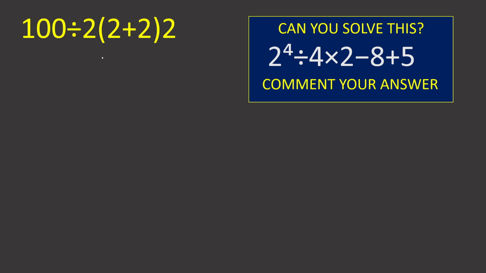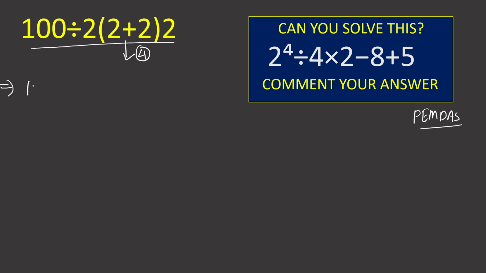Okay, time's up. So we have 100 divided by 2(2 + 2) times 2. We will follow PEMDAS, or you can say order of operations, simple, nothing else. First we will solve this parenthesis, which is 2 plus 2, which gives 4.